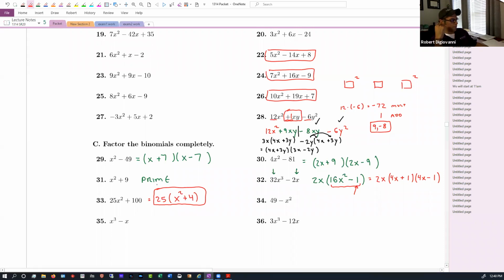How about number 34? Is that a difference of 2 squares? What would it become? What do you think? Lorenzo, you getting this? You're muted, by the way, Lorenzo.